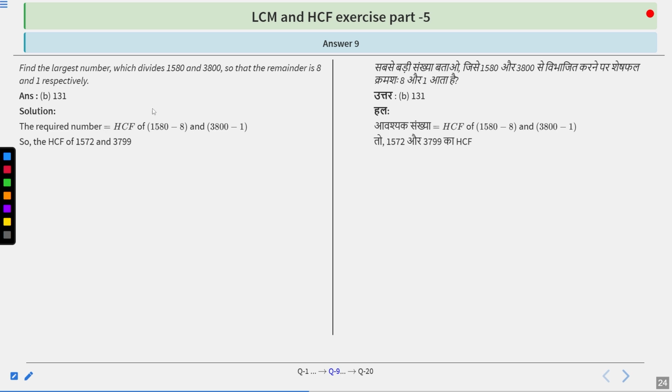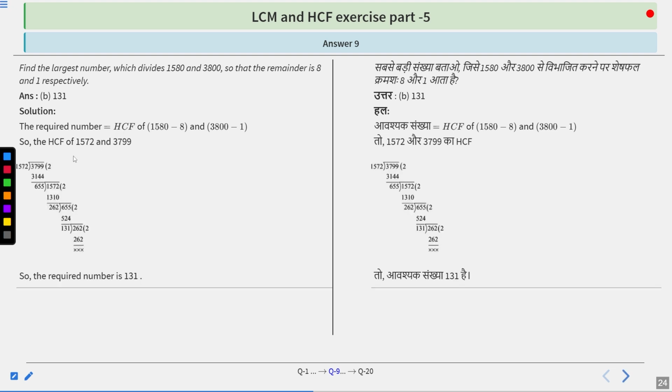So the required number is the HCF of 1580 minus 8 and 3800 minus 1, because the remainders are 8 and 1 respectively. If we subtract 8 from 1580 and 1 from 3800, we get numbers which can be divided by the number, that is the HCF. So now the HCF of 1572 and 3799 has to be calculated. For that we can use the long division method.